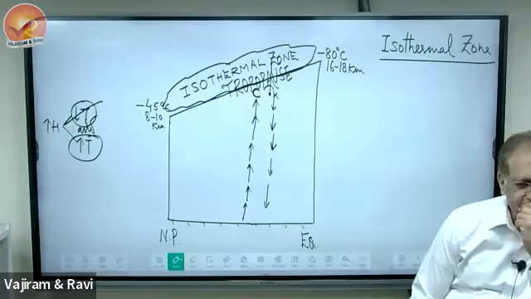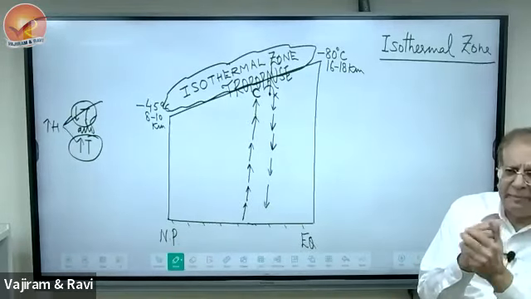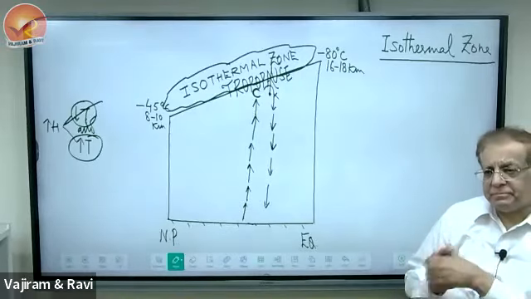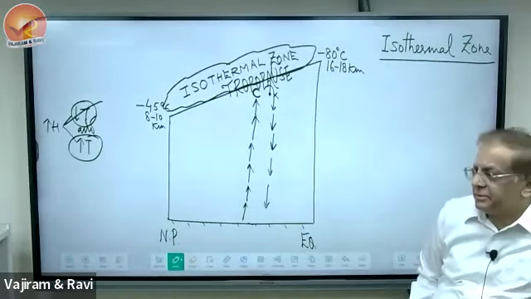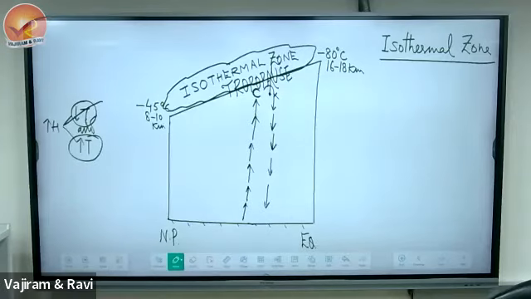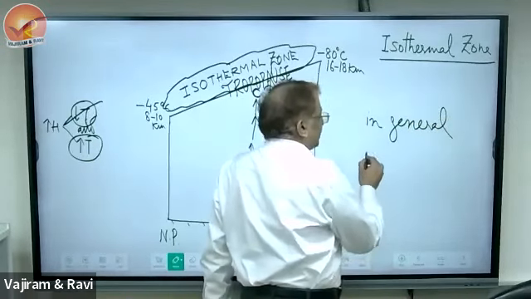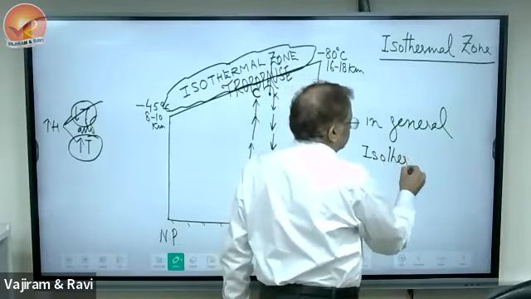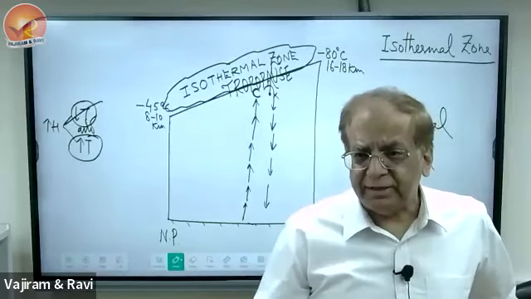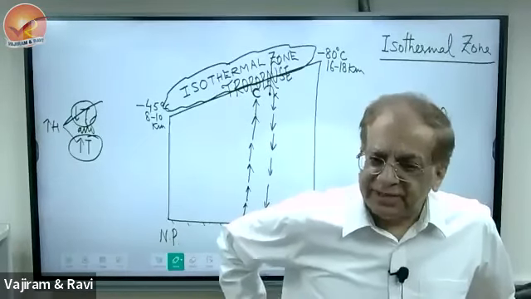In this zone, just cut this. Now you write: the lower part of the stratosphere, just above the tropopause, in general, represents isothermal conditions. Full stop.